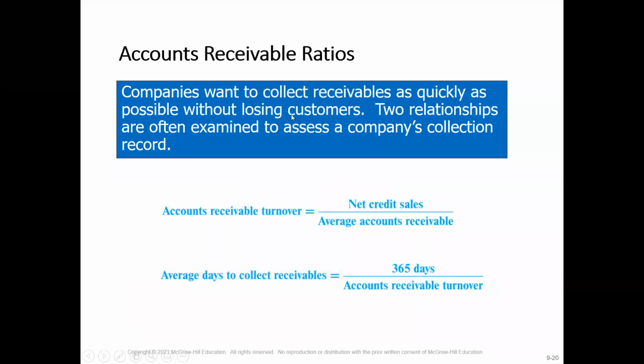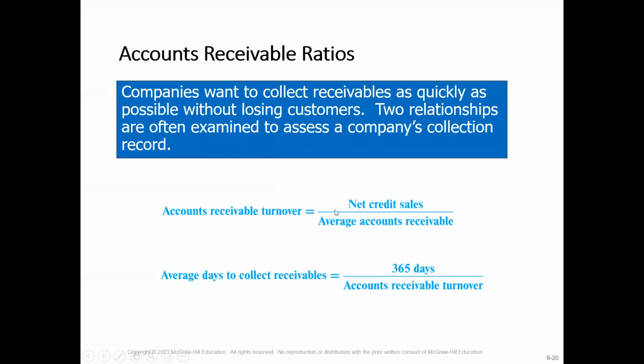So then we have accounts receivable ratios, and there are a few different ones of those, 2 presented in the text. One is called the accounts receivable turnover, and from accounts receivable turnover, we can calculate a second ratio, which is average number of days to collect the average accounts receivable.